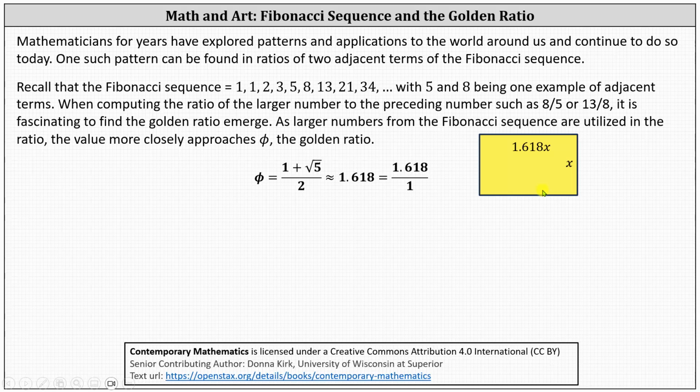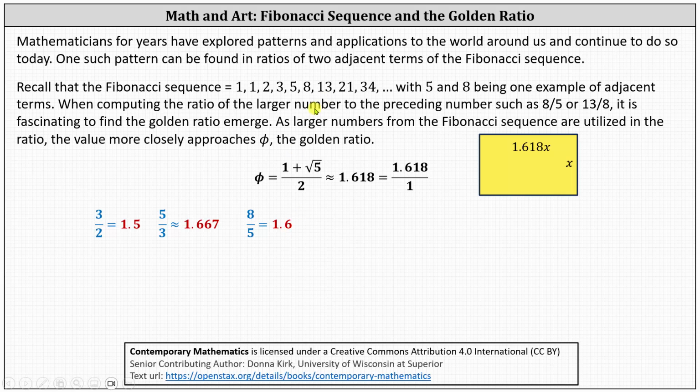Now going back to the ratio of adjacent terms in the Fibonacci sequence, let's begin with 3 divided by 2, which is 1.5. As we find these ratios or quotients, working our way down the Fibonacci sequence, the values will approach the golden ratio. Next, we have 5 divided by 3, which is approximately 1.667. Next, we have 8 divided by 5, which is 1.6. Notice we are getting closer and closer to the golden ratio.